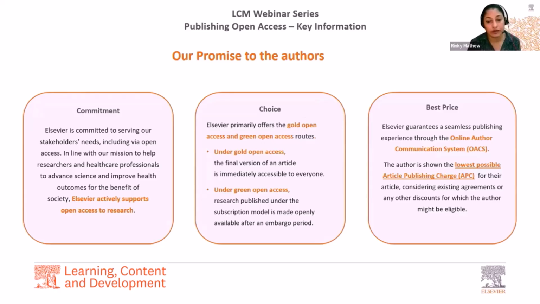The choice that we give to our authors is by offering the Gold Open Access and Green Open Access publishing models. Under the Gold Open Access model, the final version of an article is immediately accessible to everyone, while under the Green Open Access, the research that is published under the subscription model is made openly available after an embargo period. When our authors choose one of these publishing models, we guarantee a seamless publishing experience through our online author communication system, which we refer to as OAKS. The author will be presented with the lowest possible article publishing charge, considering the existing agreements or any other discounts for which the authors might be eligible.